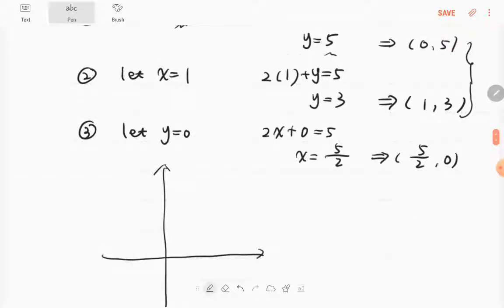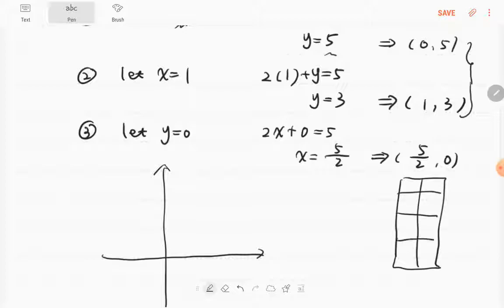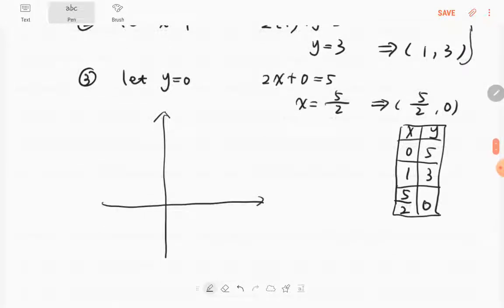Of course, we can also list all the paired solutions in a table if you want. x, y. So for the first point, 0, 5, second, 1, 3, and third, 5 over 2, 0. So you can also list all the points in the table. Then we try to draw the graph.